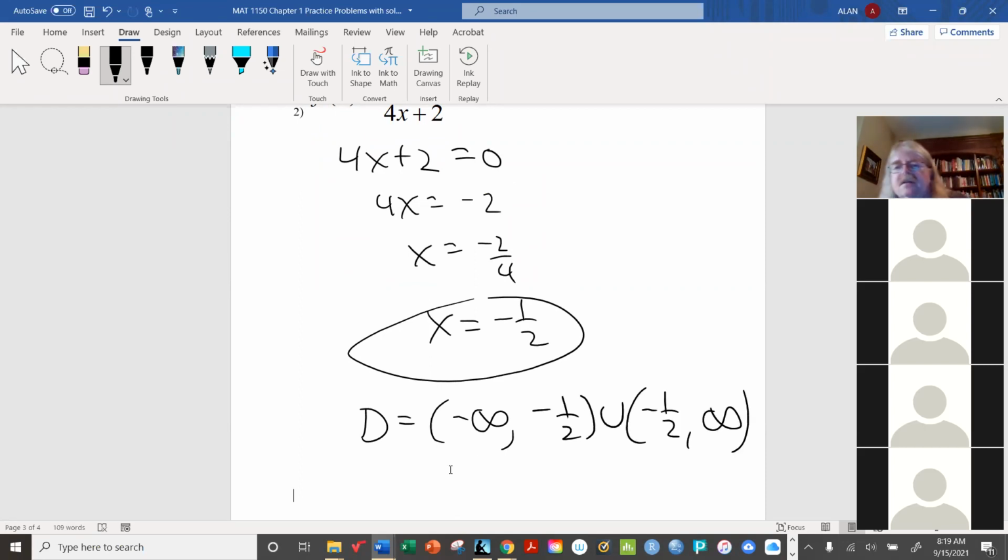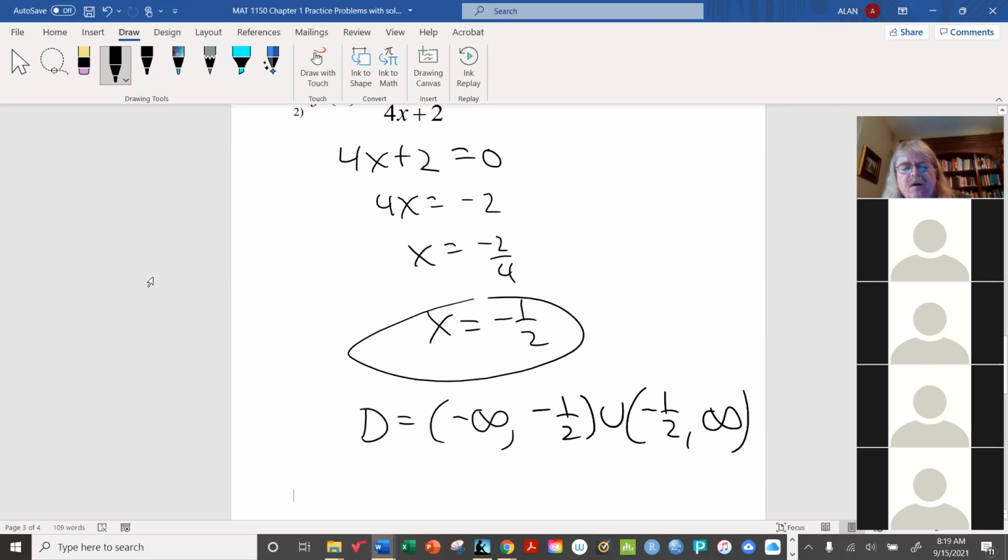So again, the strategy is to simply look. Now, sometimes there is no value that leads to division by 0 or a negative square root, and then the domain is all the real numbers. We haven't seen that one yet.